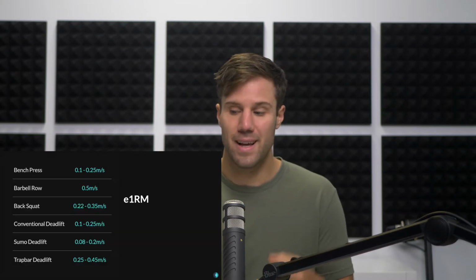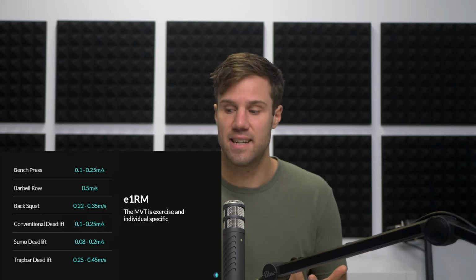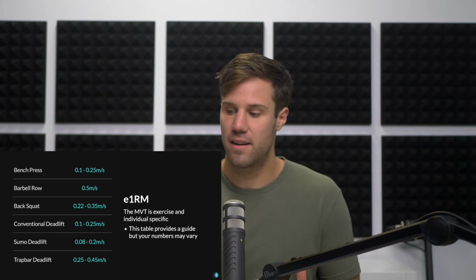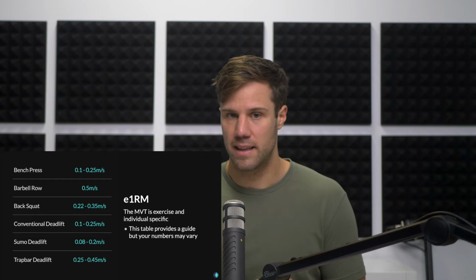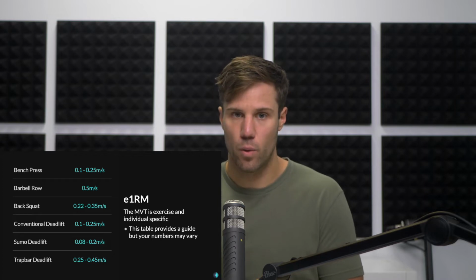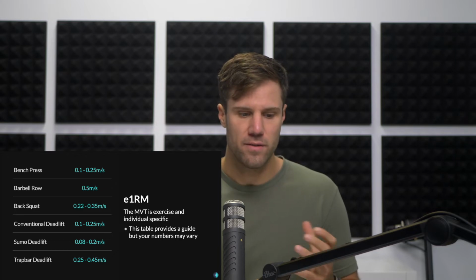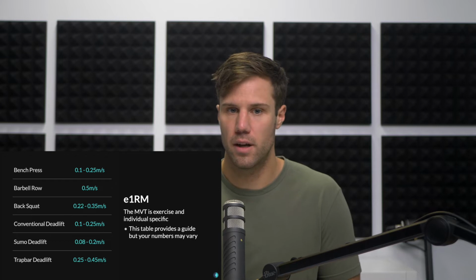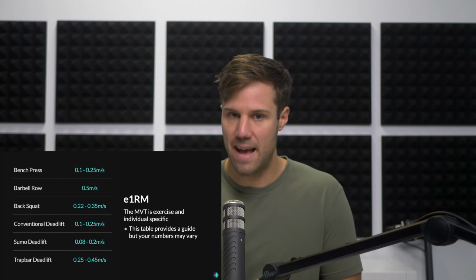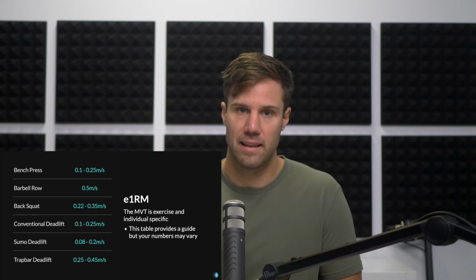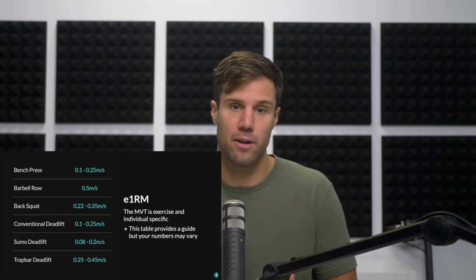So estimated 1RM, this MVT, like I said, is exercise and individual specific. This table here on the screen gives you a rough guide of some of the good numbers that we'll see. These numbers are pretty solid on the powerlifts. Squat, bench, deadlift have pretty stable, fixed numbers. So once you've tested yours a few times with an actual genuine 1RM and recorded the velocity on it, you should be able to reliably use that minimum velocity threshold for that lift for a while if you're an intermediate or advanced level lifter.